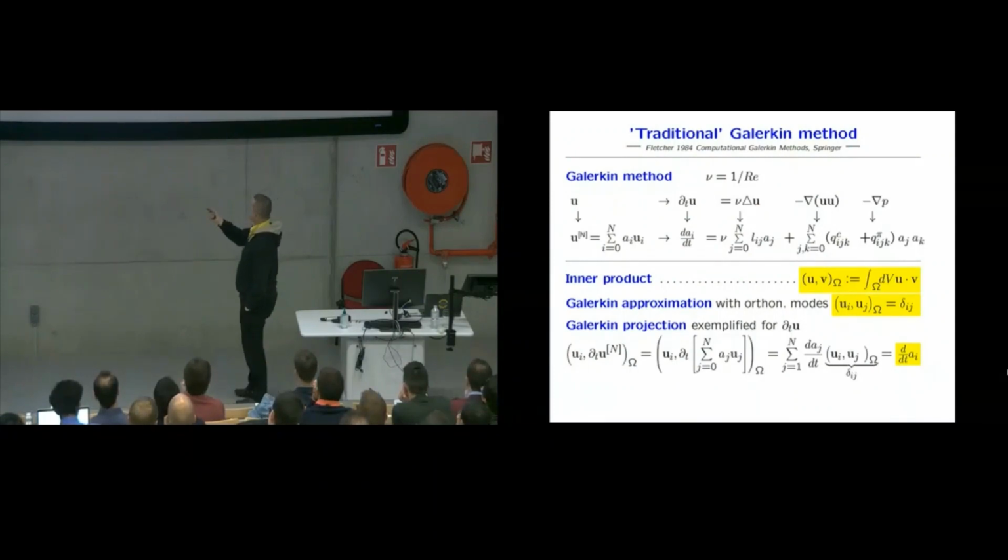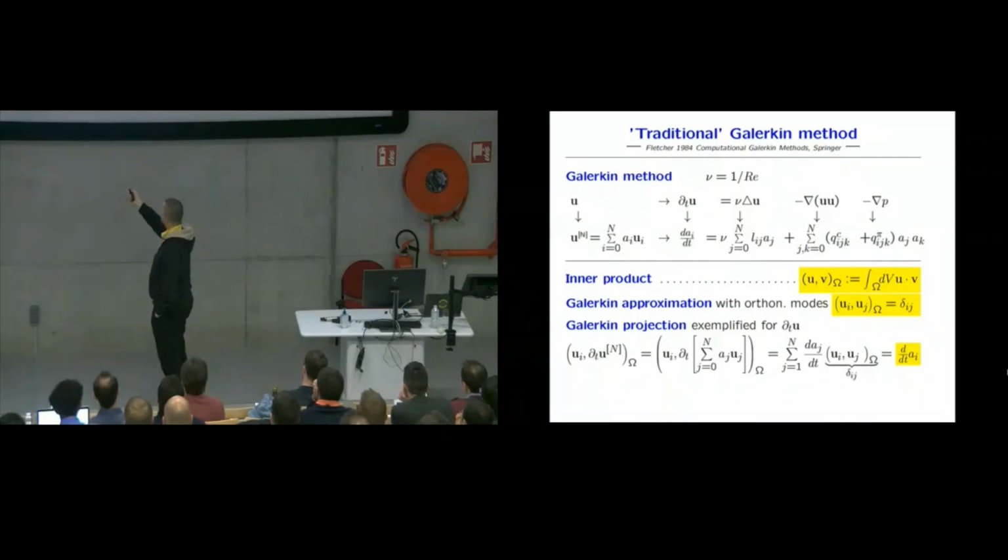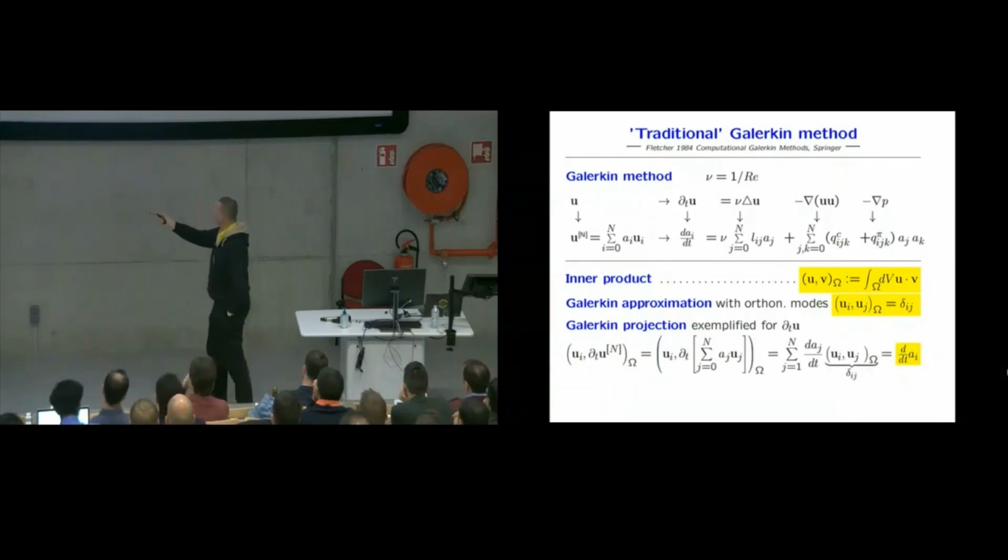Now, how do we arrive at these things? First, we need something like an inner product. So the inner product is defined here. You integrate over the volume the velocity fields with a Euclidean inner product. The POD has orthogonal modes, so this simplifies some terms. And now we make a Galerkin projection for the first term. So we multiply this with a mode and integrate this over the domain. So this is the first term.